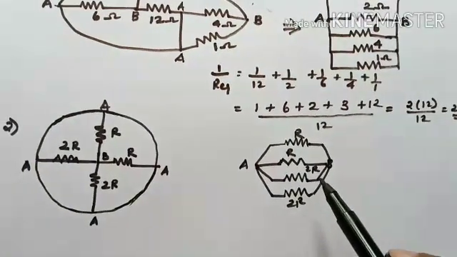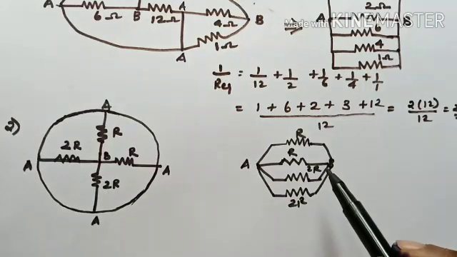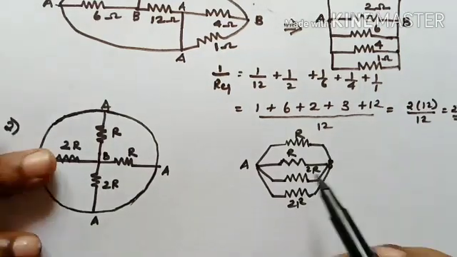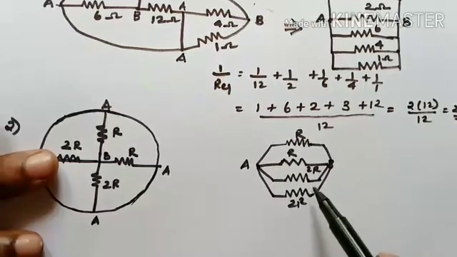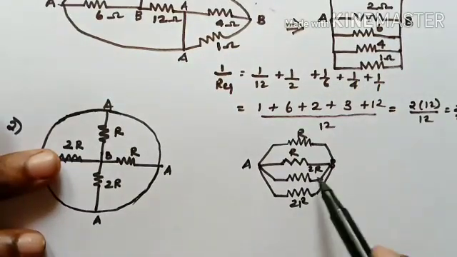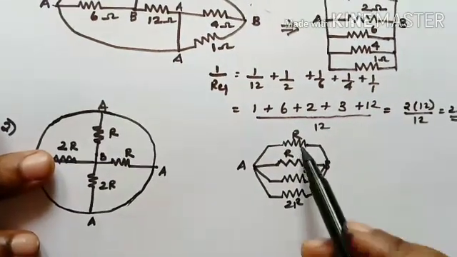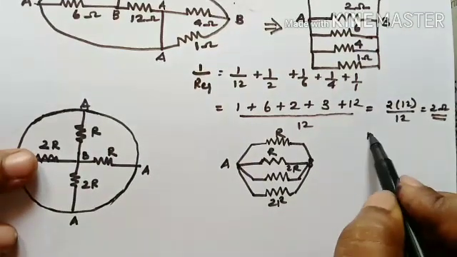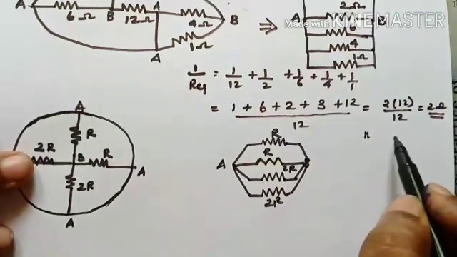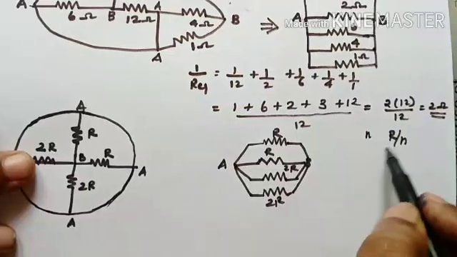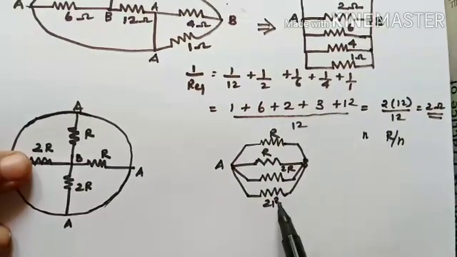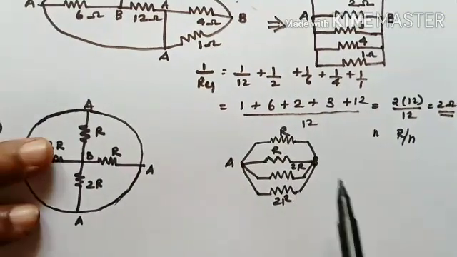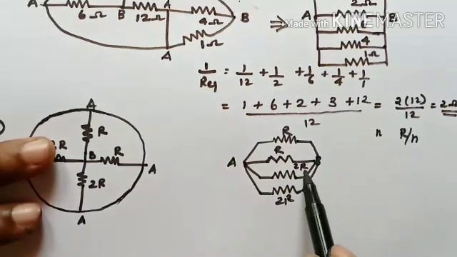Don't go by 1 by 2R plus 1 by 2R. When you have equal resistances in parallel, and there are 2 of them, it is 2R by 2, so this will be R. I hope you understand. When there are n resistors in parallel, the equivalent resistance is R by n. So there is 2R and 2R, 2 resistors in parallel, so it is 2R by 2, that is R.